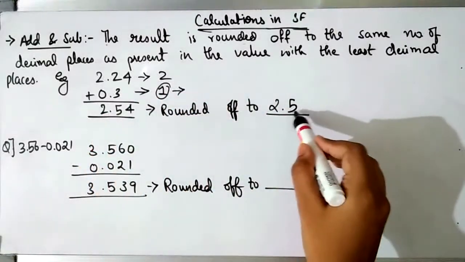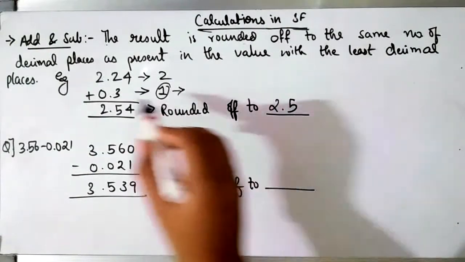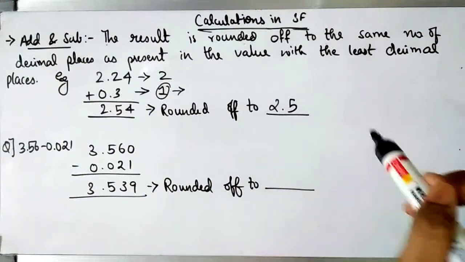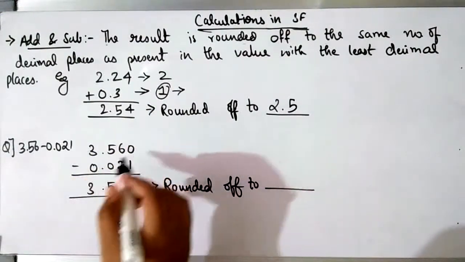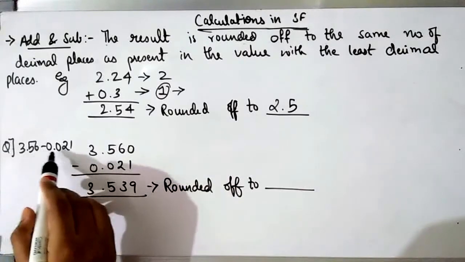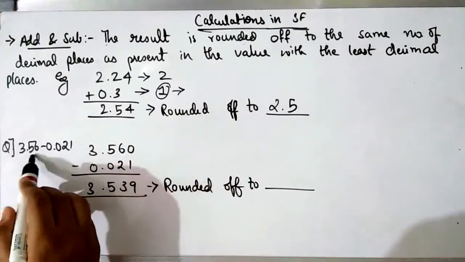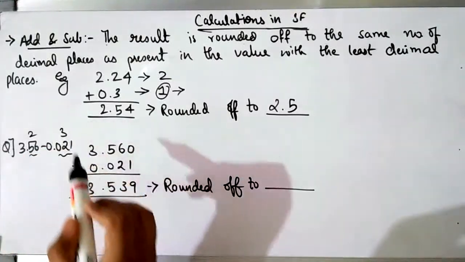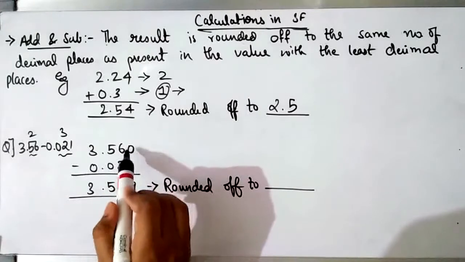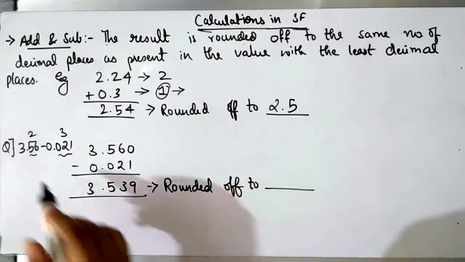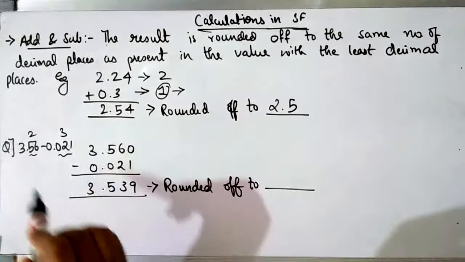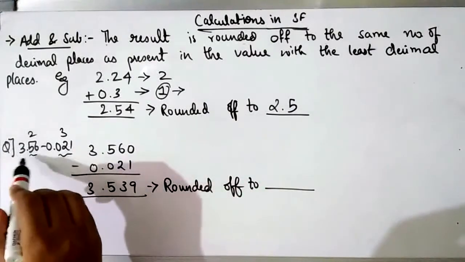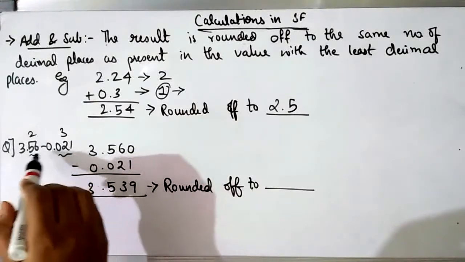Here our result is also having only 1 decimal place, so it is having the least decimal places. In the next one you can see we have got 3.56 and we need to subtract 0.021 from 3.56. This is having only 2 decimal places and this is having 3 decimal places. When we had to subtract, I have added a 0 over here. So the final answer should be rounded off to 2 decimal places, because the least decimal place present in both the values is 2.